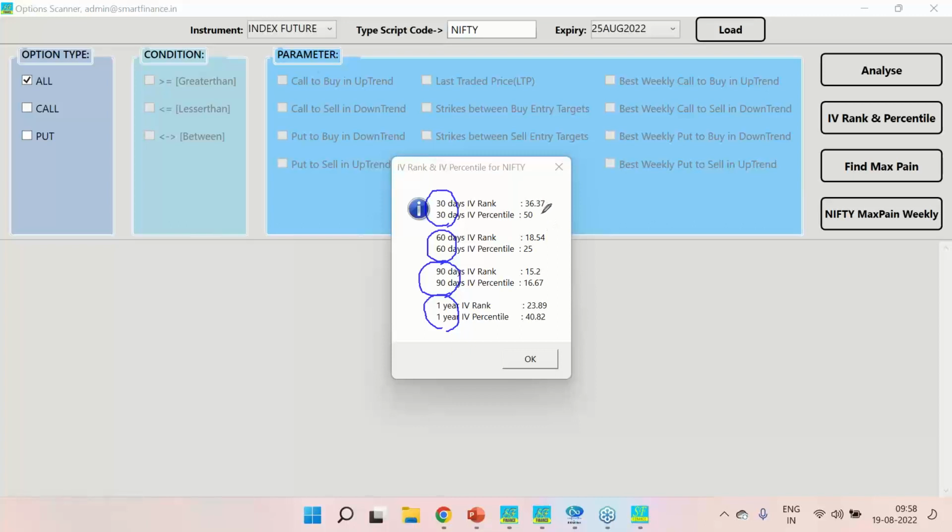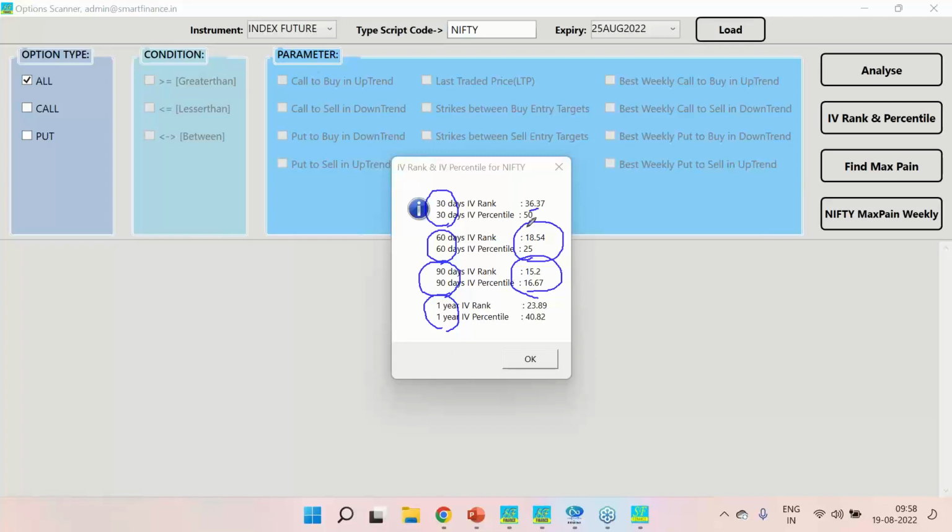So there are two numbers visible here: 30 days IV rank and IV percentile. This will be useful for option traders who are forming an option strategy from a monthly perspective. Suppose you are going to form an option strategy for the month of September, this IV rank and IV percentile will be useful for you. Suppose you are going to form an option strategy for October month, taking only October option strikes, this IV rank and IV percentile will be useful for you.